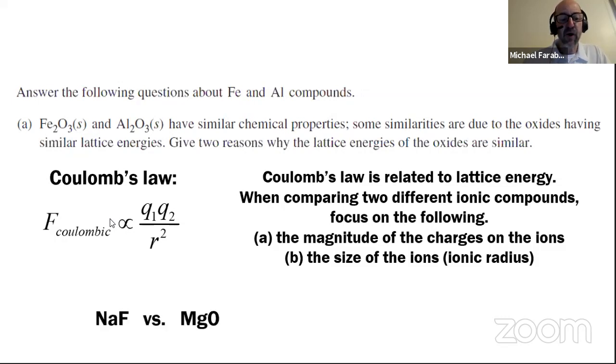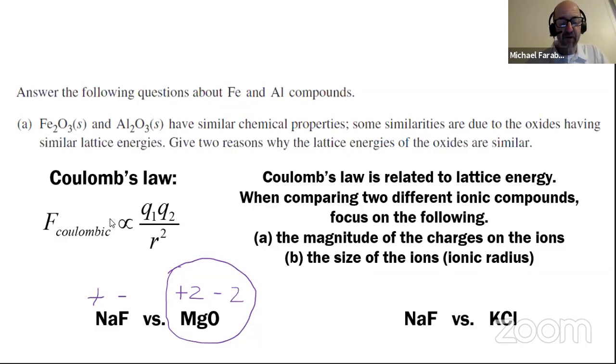So for example, suppose we were comparing 2 different ionic compounds that had different lattice energies. What I might do if I was comparing sodium fluoride, NaF, which has a charge of +1 and -1, with magnesium oxide, MgO, which has charges of +2 and -2. And again, hopefully you have your periodic table handy and you can verify this for me. Then I would indicate that because of the greater magnitude of the charges on the ions, I would predict that magnesium oxide would have a greater lattice energy.